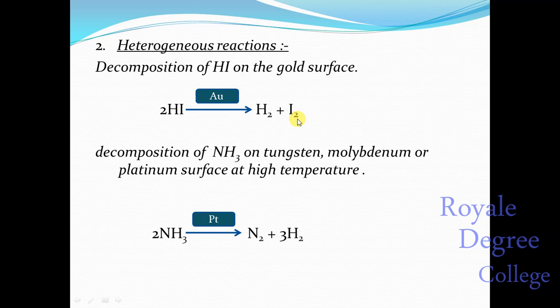Next is decomposition of ammonia on tungsten, molybdenum or platinum surface at high temperature. Here you can see the reaction. 2 molecules of ammonia on the platinum surface, or we can take the tungsten or molybdenum surface, show decomposition, and as a result we get 1 mole of nitrogen and 3 moles of hydrogen gas.